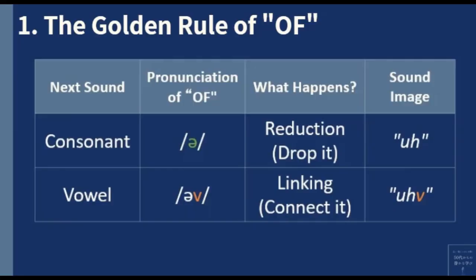Rule number two. When of is followed by a vowel, the V sound does not disappear. It survives and it glues itself directly to the next vowel. This is called linking. Why? Moving from a V to a vowel is physically very easy. In fact, keeping the V acts like a bridge, making the transition much smoother.